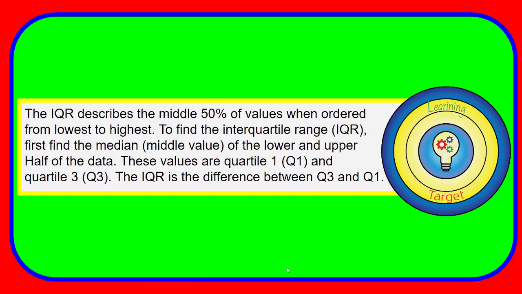To find the interquartile range, or the IQR, first find the median, the middle value, of the lower and upper half of the data. These values are quartile 1, Q1, and quartile 3, Q3. The IQR is the difference between Q3 and Q1. That sounds a little confusing. That's our learning target for today. Hopefully this will make a little more sense once we go forward here.